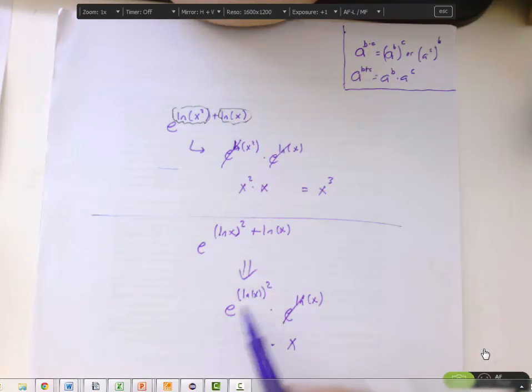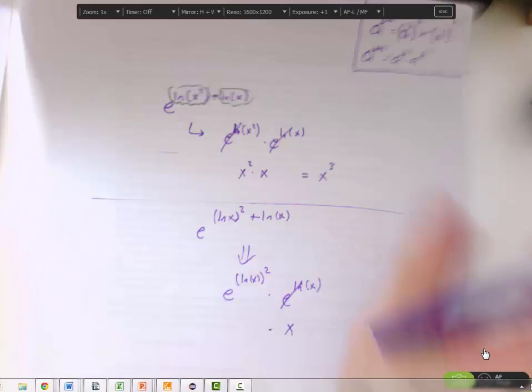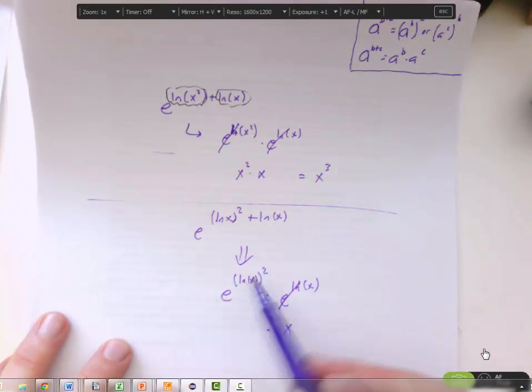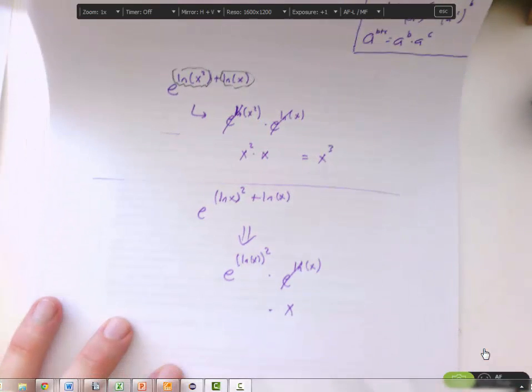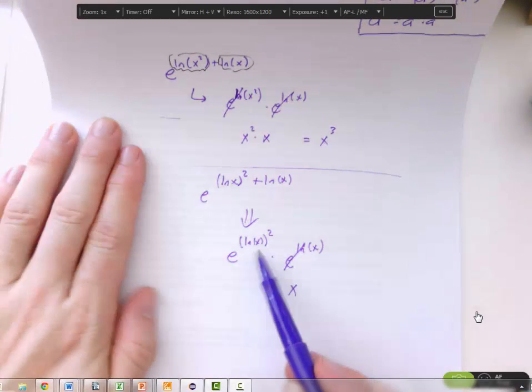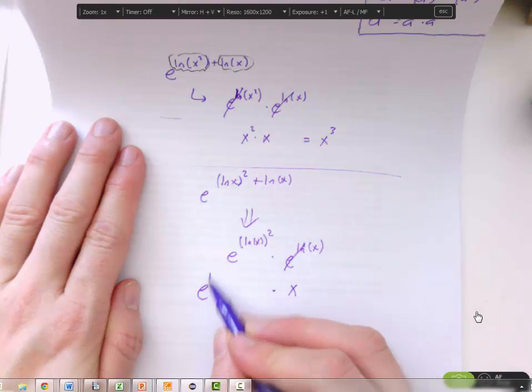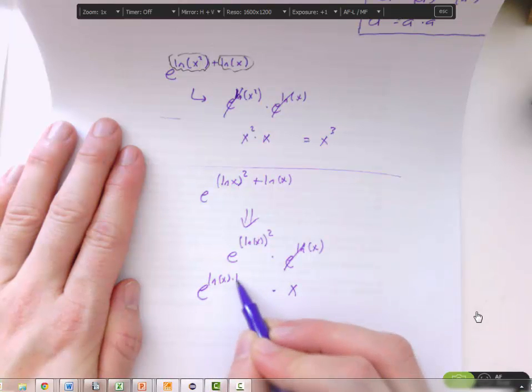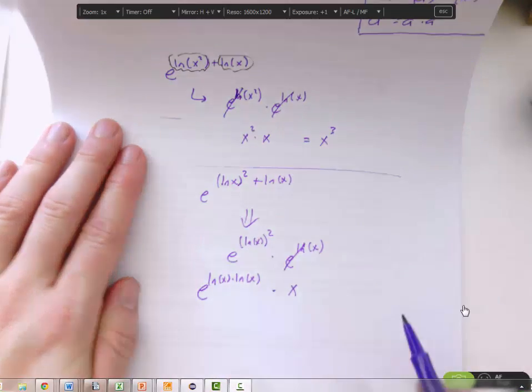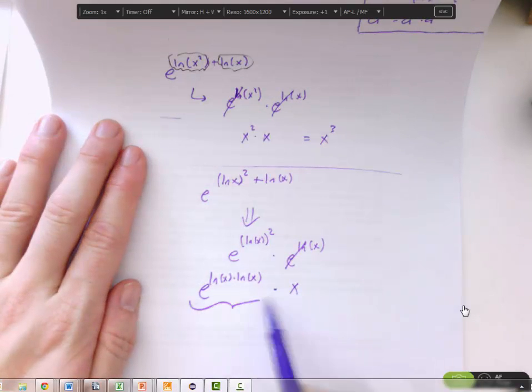What happens over here? Well, I want to be careful about just mindlessly crossing things out. I want to think about what's actually happening. So what's actually happening is my exponent here is squared, which literally means times itself. So this is like natural log x times natural log x. All right. How does this part simplify?